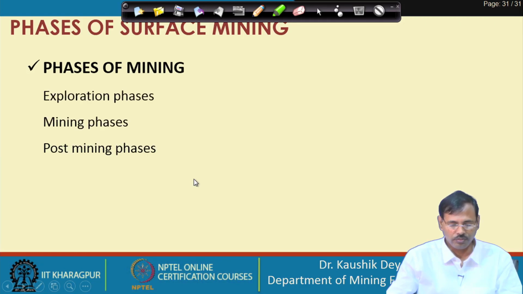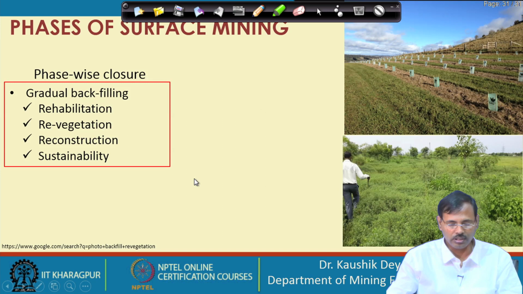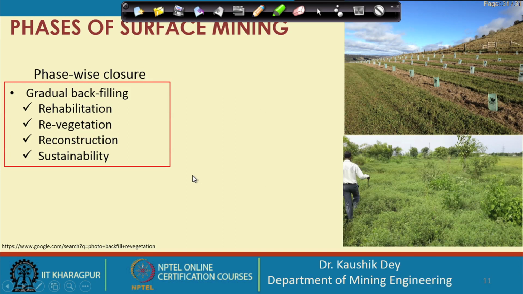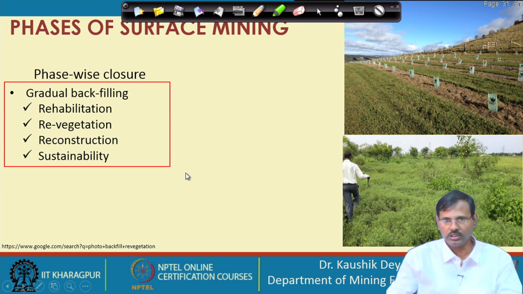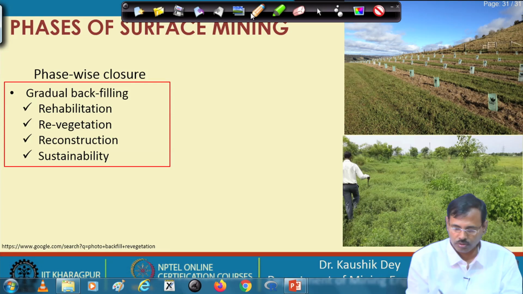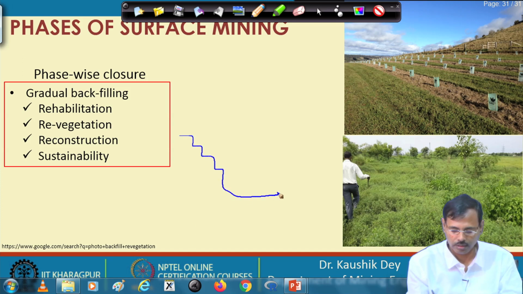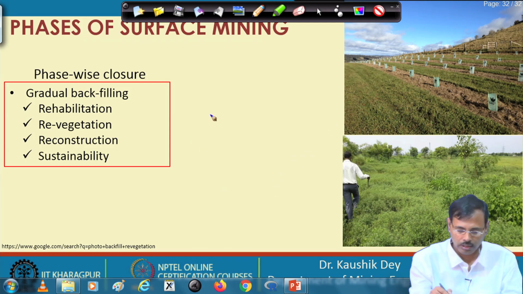So, these are the generalized exploration phases and mining phases we have discussed. Then comes the phase wise closure of the mine. Phase wise closure means we have to close the mine, and there is some important aspect, some inner thought, required here. What is that inner thought? The inner thought is that currently a mining is going on at this place, or you can say this is the area.